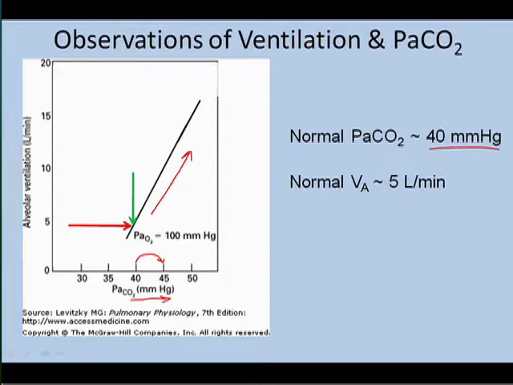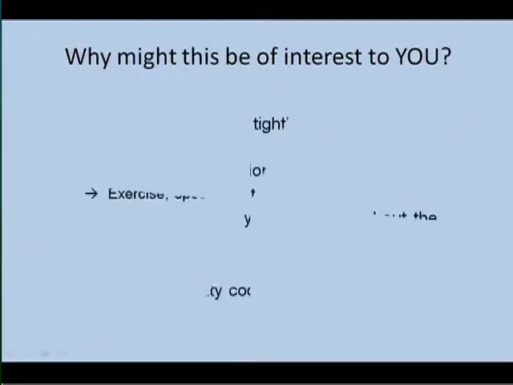Again, as I mentioned in the previous slide, a rise in alveolar ventilation will necessarily mean a rise in minute ventilation. And if you were to plot minute ventilation against PaCO2, you would also create a linear curve, similar to that shown here. So why might these relationships be of interest to you?